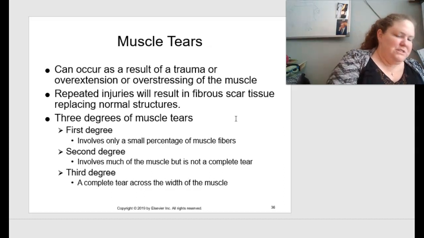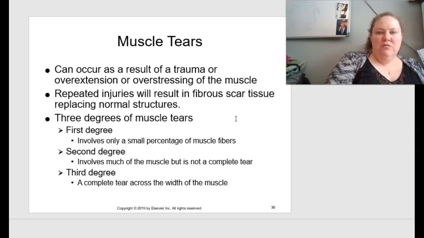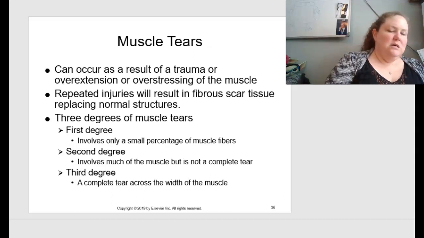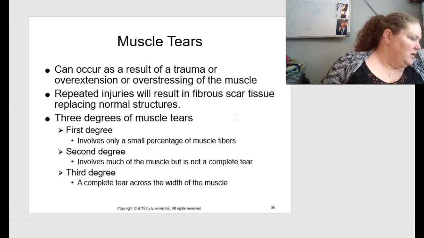You have the first degree, and this would involve only a small percentage of muscle fibers. You have second degree, and this involves much of the muscle, but it's not a complete tear. Then you have third degree, and this is a complete tear across the width of the muscle. And you can find these muscle tears on page 171 to talk about a little bit further.